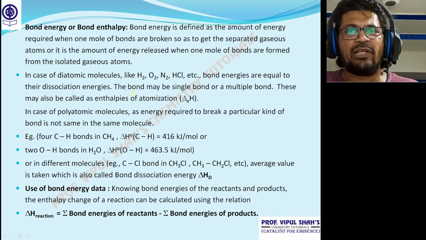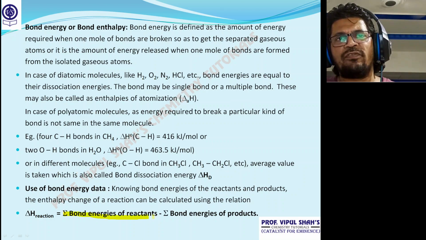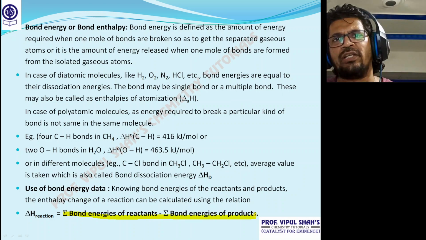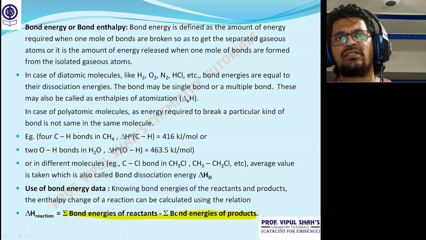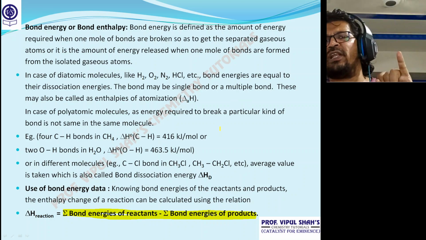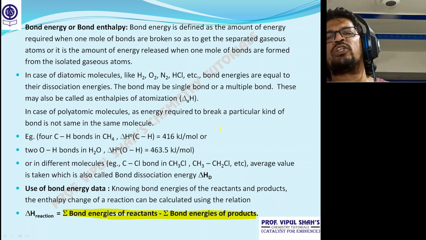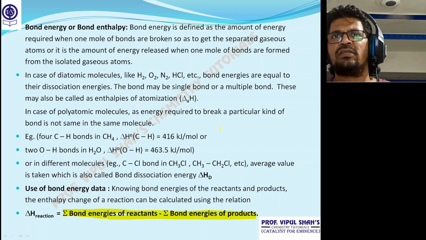Delta H, to calculate it, one more formula with bond energies or bond enthalpy: summation of bond energies of reactants minus summation of bond energies of products. That's the formula. So total, for delta H, 3 formulas. With respect to formation values, products minus reactants; combustion values, reactants minus products; with respect to bond energies, reactants minus products.